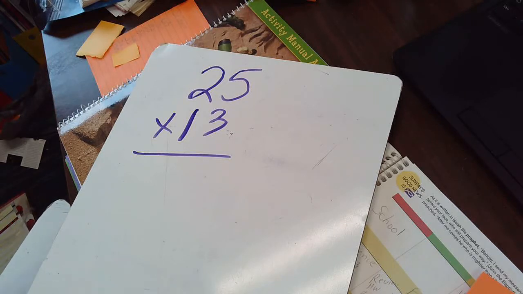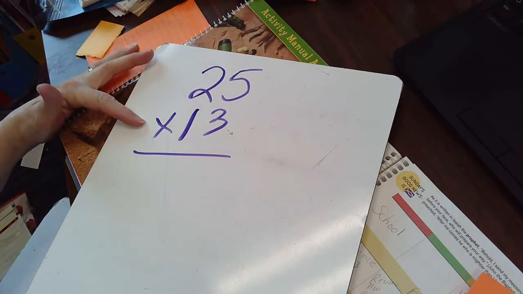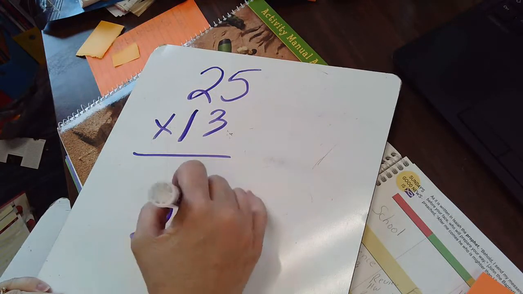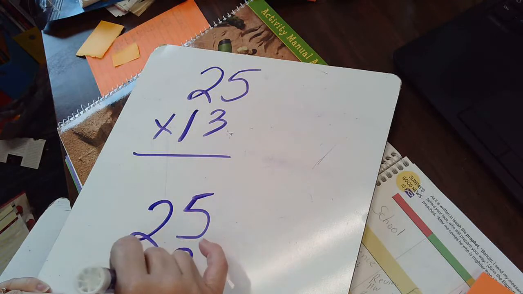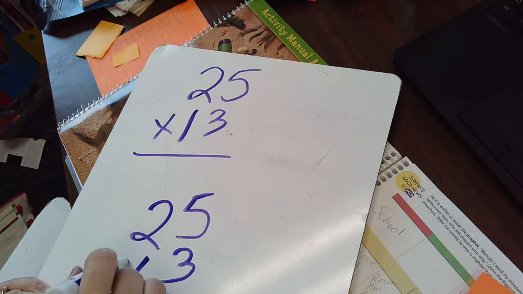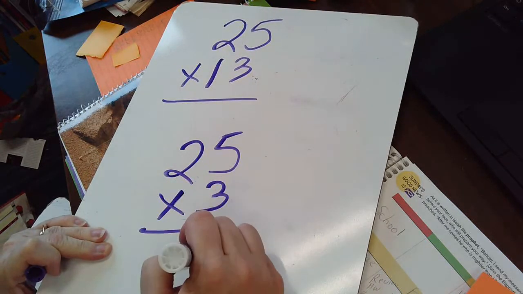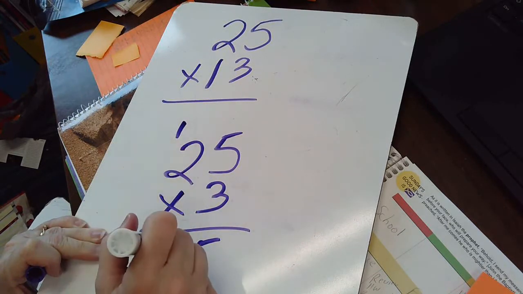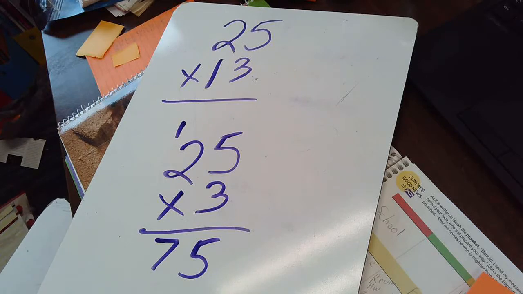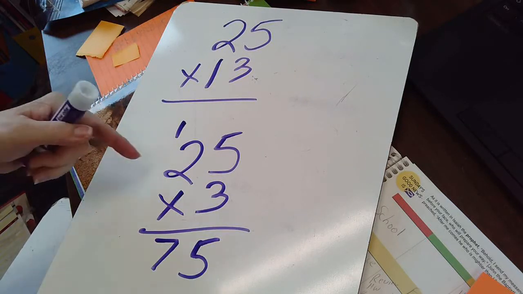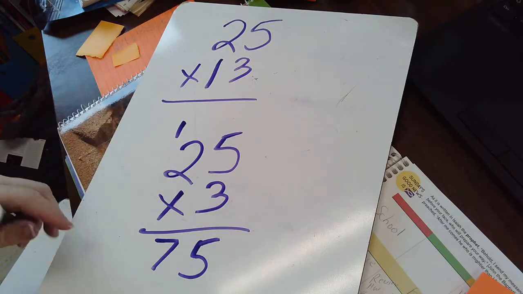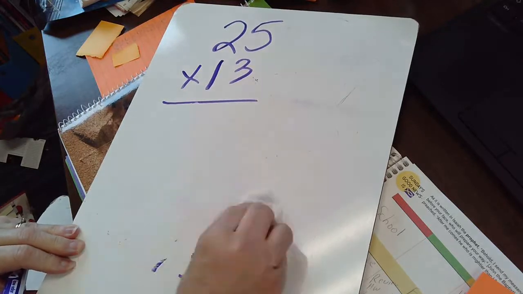So what we're doing is multiplying a two-digit number times a two-digit number. You've been doing two-digit numbers times a one-digit number, so you already know how to do this. 3 times 5 is 15. Carry the 1. 3 times 2 is 6, plus 1 is 7, so 3 times 25 is 75. And if you think about it like money, 25 cents is a quarter, and if you have 3 quarters, you have 75 cents. It's a good one to memorize.